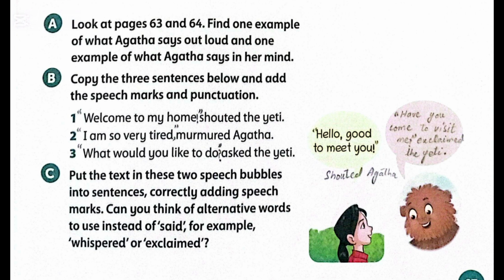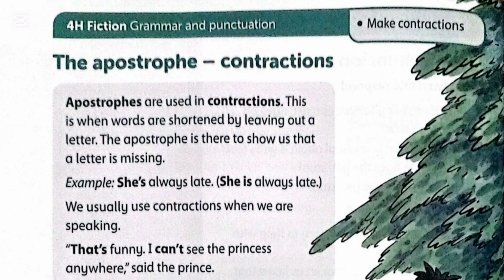Now move to the next page, page number 70, the apostrophe contraction. So apostrophe is also a punctuation mark and it looks like a comma. We put a comma along the end of the letter, and on the other hand we put an apostrophe on the upper head of the letter. Apostrophes are used in contraction. What is contraction? When we combine two words and make a compound word. But in contraction we combine two words and make a shortened form of those words.